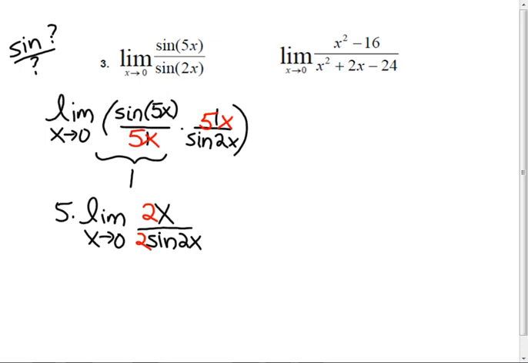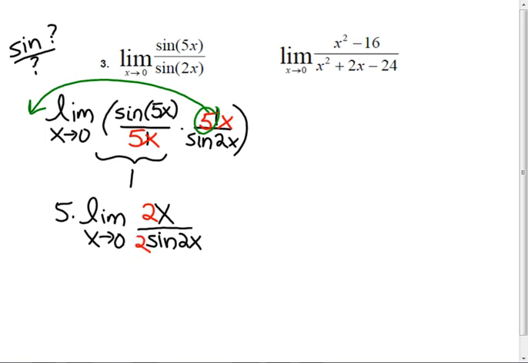Okay. Guys, quiet. This 5 is a constant. I can't pull the x out, but I can certainly pull the 5 out. And guess what I'm going to do? I'm going to do the same thing here. Because I have 2x over 2 times sine of 2x, I can pull this 2 out.